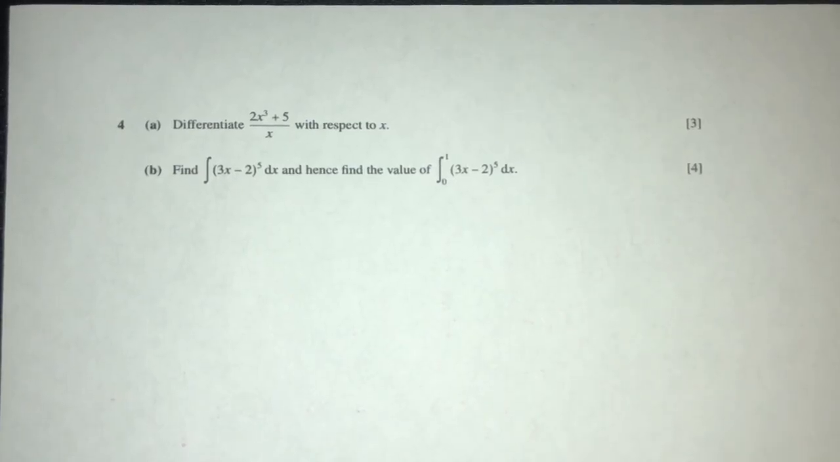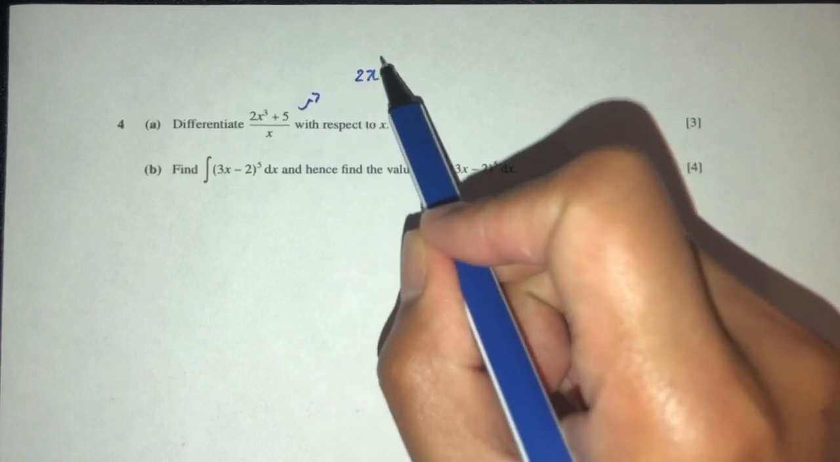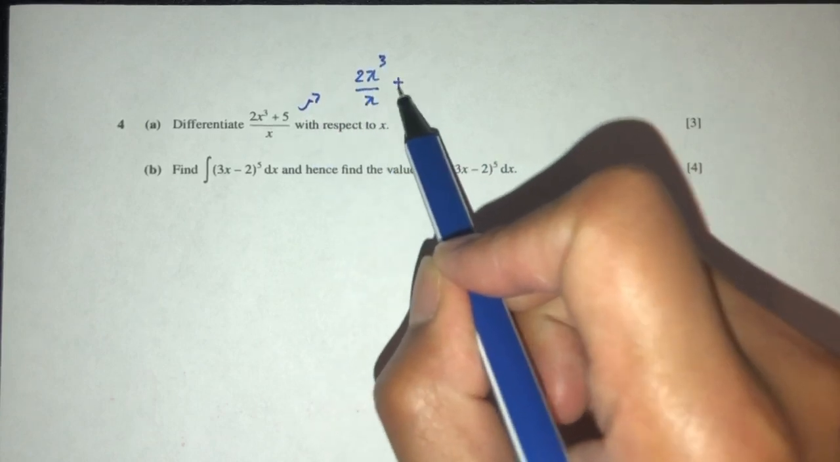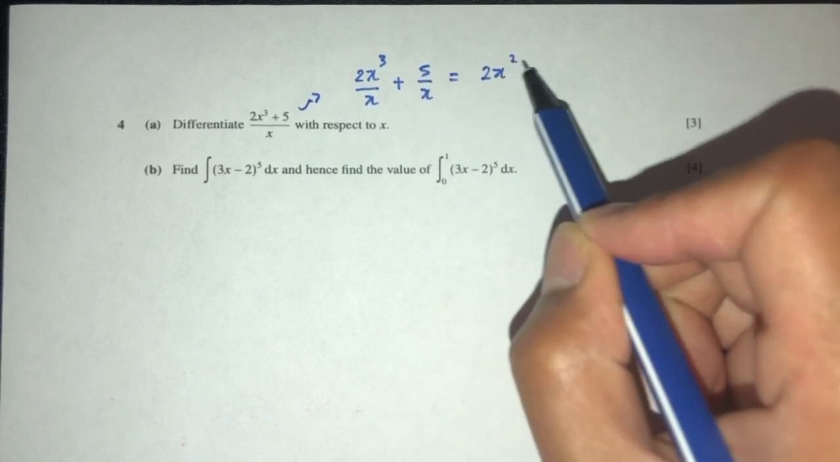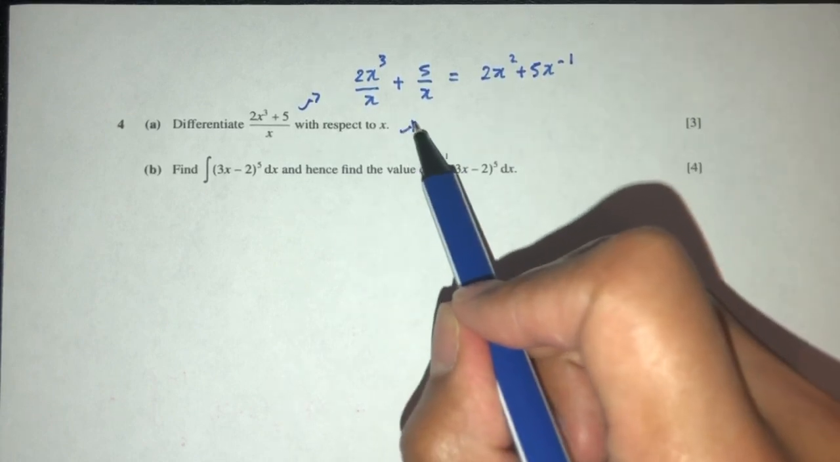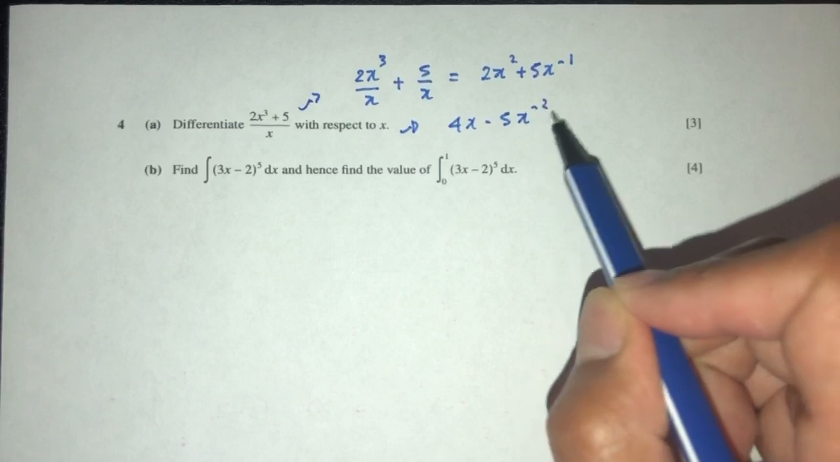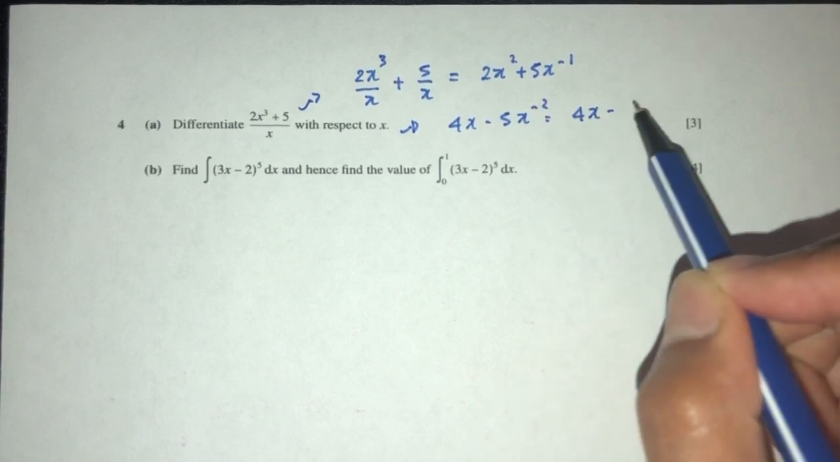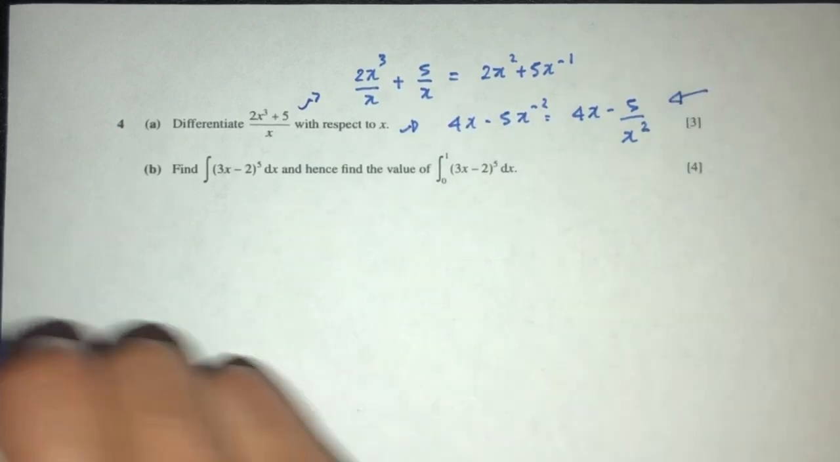So here we have to differentiate this with respect to x. So first things first, we can simplify the fraction. This is the same thing as 2x to the power 3 divided by x plus 5 over x. That will be 2x squared plus 5x to the power minus 1. Now dy by dx will be 4x minus 5x to the power minus 2. That should be 4x minus 5 over x squared. That will be part 1 of your question.